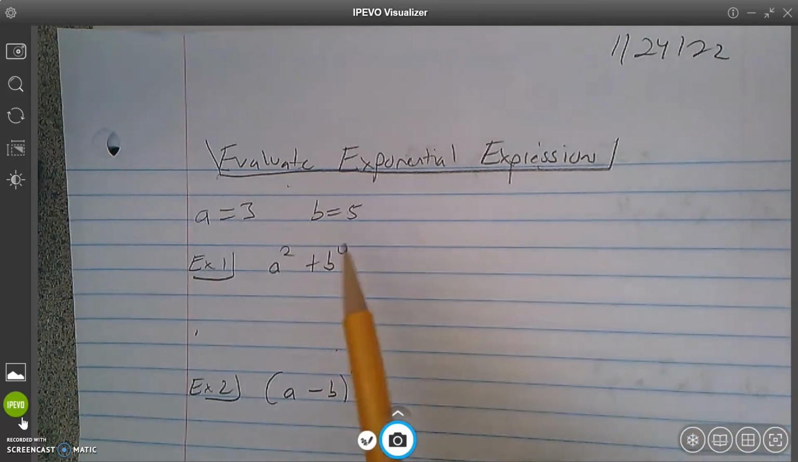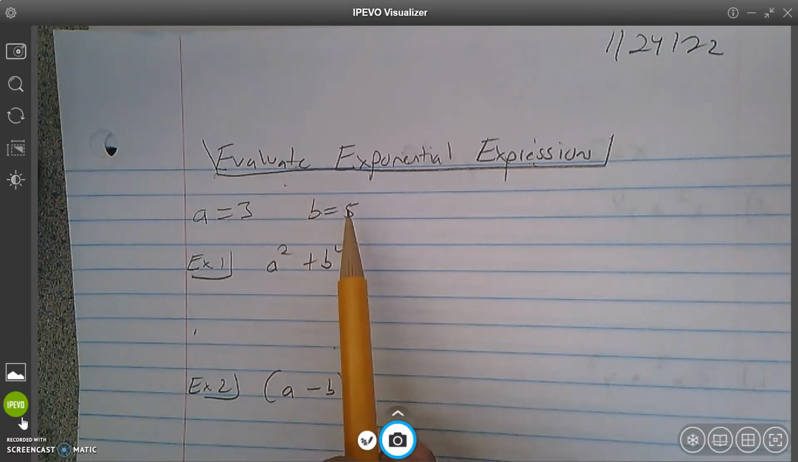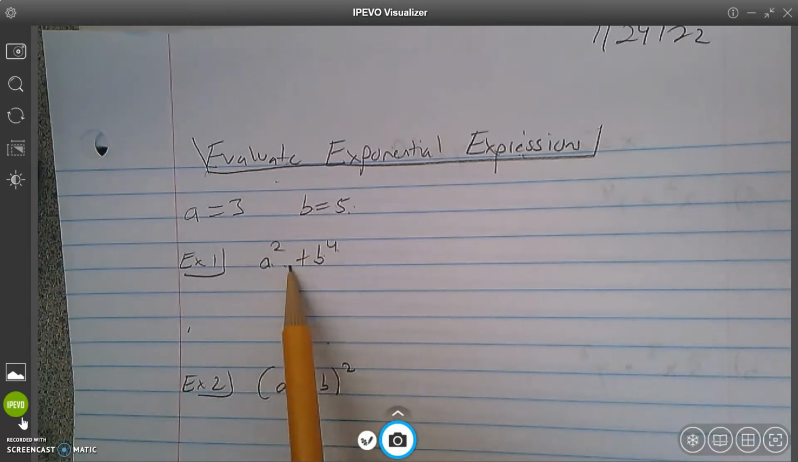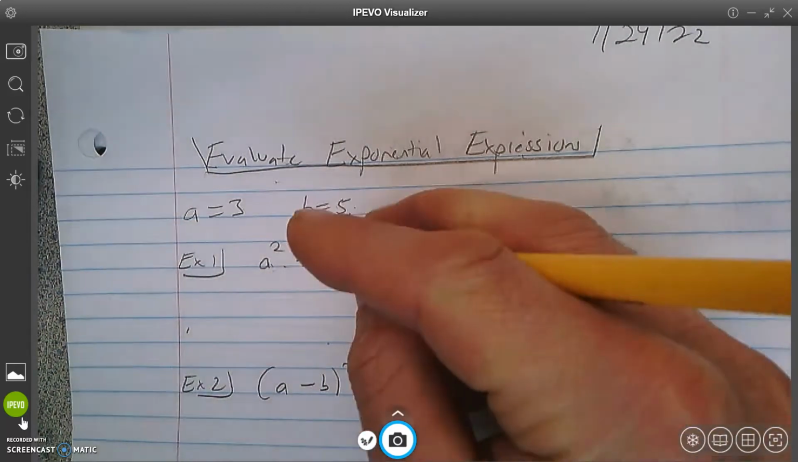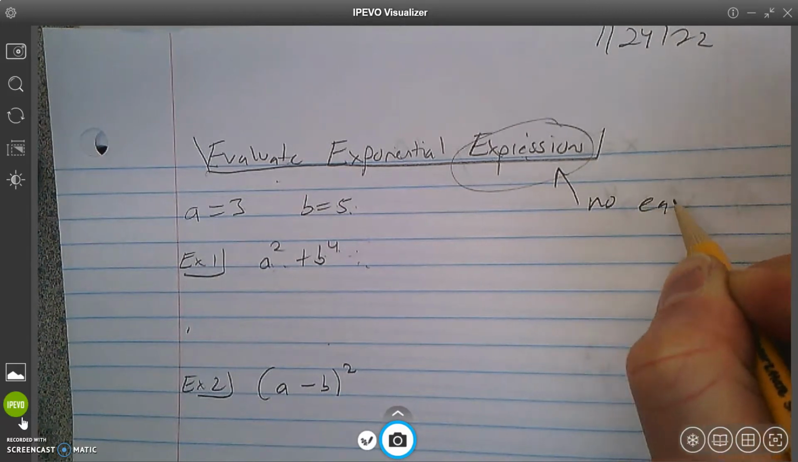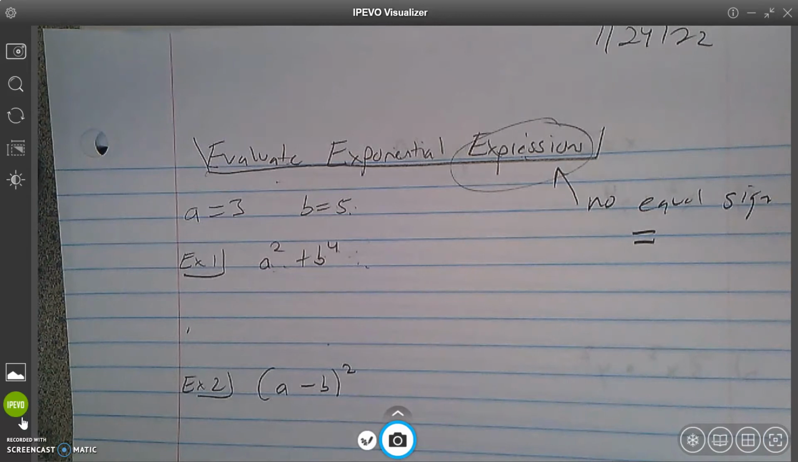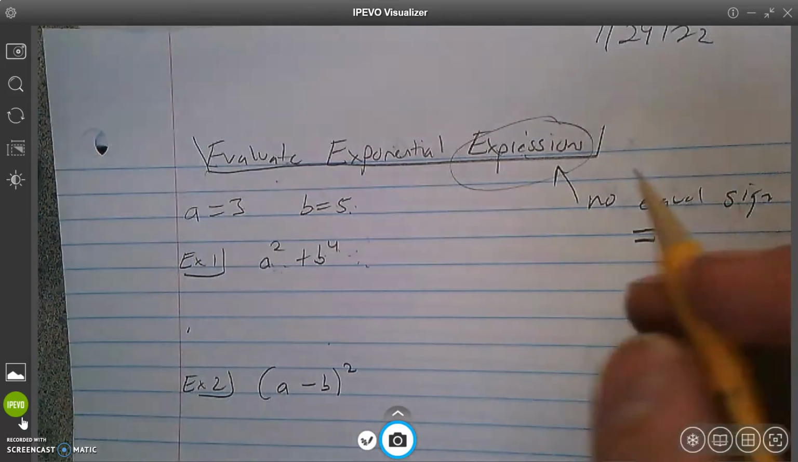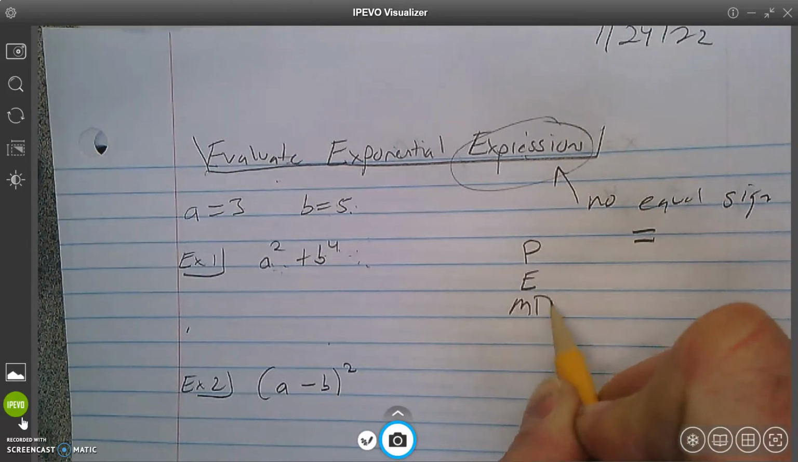In this case, you have A, which equals 3, and B, which equals 5. That's given to you right there. And here is an expression. It's not an equation because there's no equal sign. So it's called an expression, no equal sign. Write that in. So all I'm going to do is plug in, and I'm going to put PEMDAS off to the side, because this might help me too.